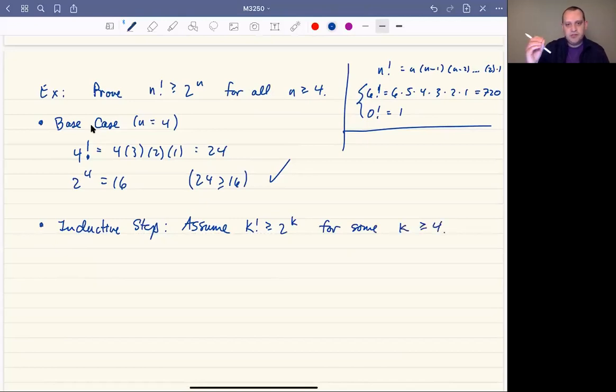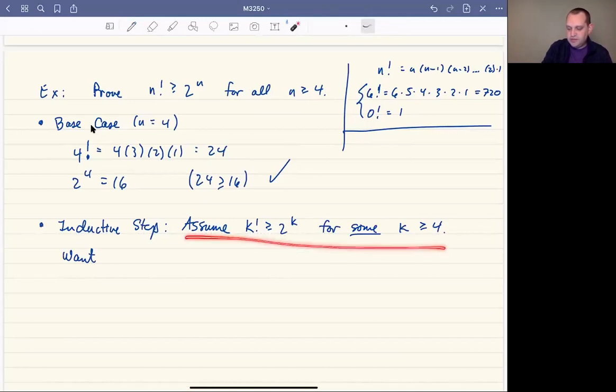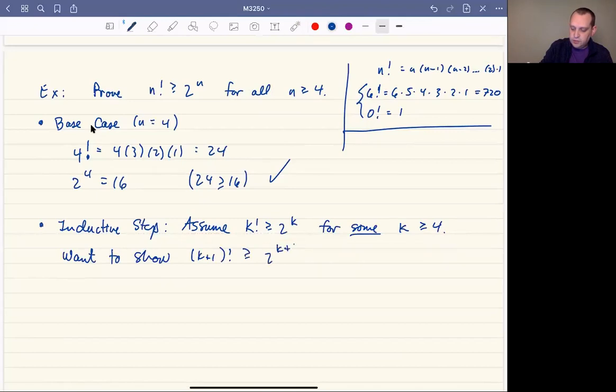Again, I'm picky about the word some. If you say for all k greater than or equal to 4, then this turns into circular reasoning. So it's important that I use the word some here. This assumption, by the way, is called the inductive hypothesis. And then we want to show that k plus 1 factorial is greater than or equal to 2 to the k plus 1. And that's our goal.